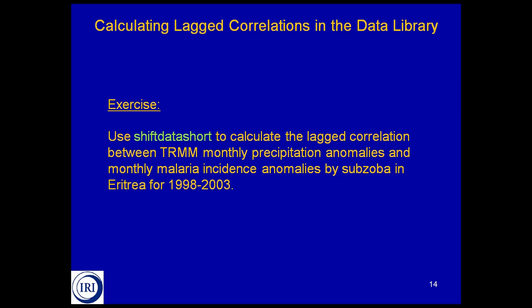So let's do an example, and in this exercise we'll use shift data short to calculate the lagged correlation between TRIM monthly precipitation anomalies and monthly malaria incidence anomalies by subzoba in the country of Eritrea for 1998 to 2003. So subzobas are districts in Eritrea, and so we'll be correlating the malaria incidence anomalies with precipitation anomalies.